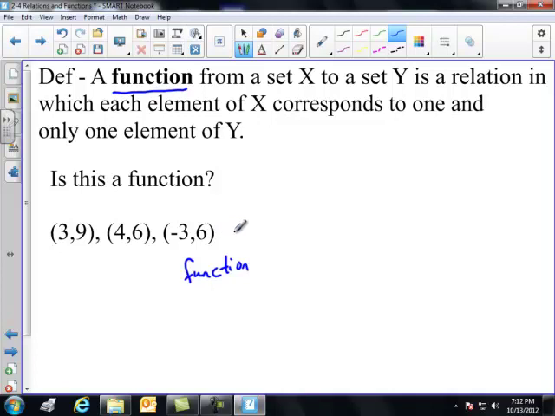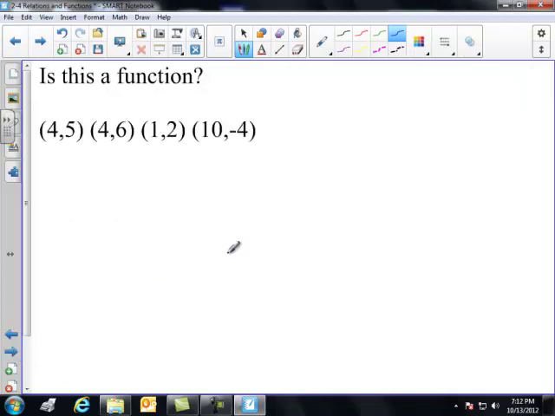If we had maybe another coordinate out here where we had negative 3 and then a different y value like 7, and that negative 3 actually was used twice, then that would not be a function. Here's a situation. It says this relation is a function. Here we have (4, 5), (4, 6), (1, 2), (10, -4). Notice how 4 is used with 5 as well as 6. Because the x value is used for more than one y value, that is not a function.